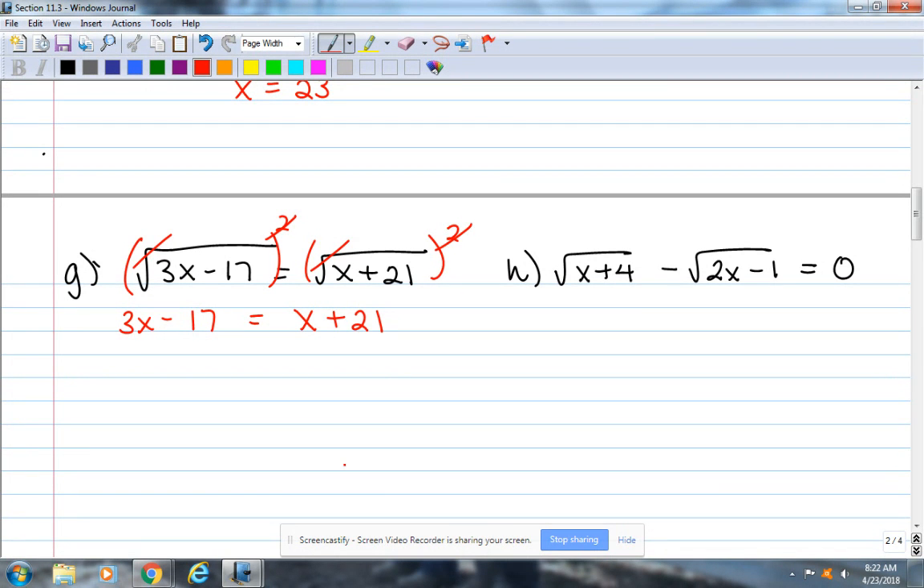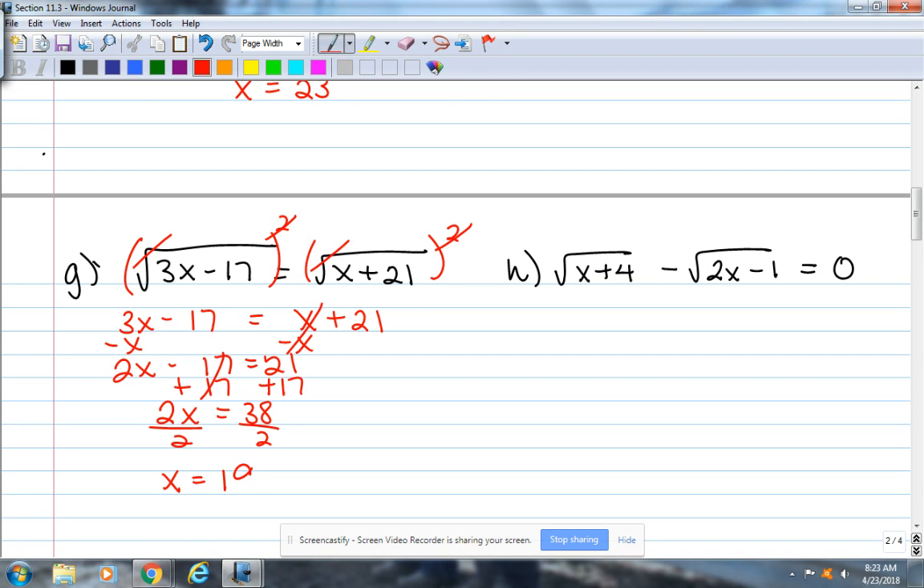Let's get our x's together. How do we get our x's together? So I'm going to subtract x. So what's 3x minus x? 2x minus 17 equals 21. Then what do I need to do? So 2x equals 38. Divide by 2. X equals what? 19. Not too bad, is it? Questions? Okie dokie.